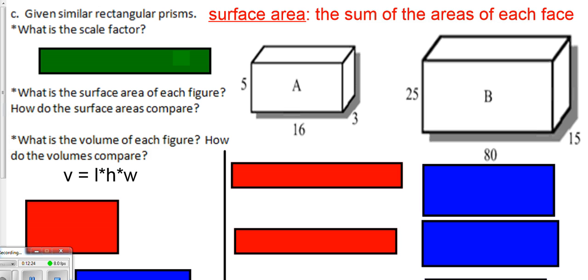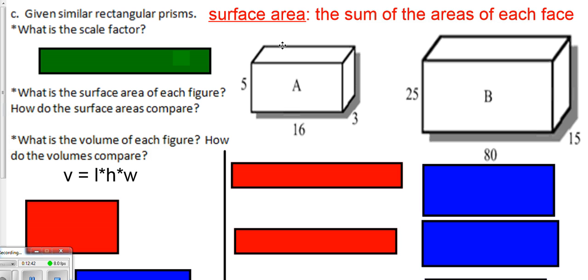Let's look at example C then. Given similar rectangular prisms. So these are, it's called a rectangular prism. It basically just means it's a box. Now, kind of an extra reminder here, surface area just means the sum of the areas of each face.